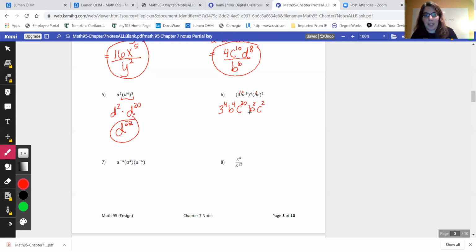Okay, so that's my first step. This expression was raised to the 4th power. This expression is raised to the 2nd power. Now I can go ahead and combine like bases, the terms with like bases. So I have b to the 4th and b squared. That's going to be b to the 6th, c to the 20th, and c to the 2nd is c to the 22nd. I can leave it like this, or since 3 to the 4th is relatively small, I can turn it into a number. So 3 times 3 is 9. 9 times 3 is 27. 27 times 3 is 81.